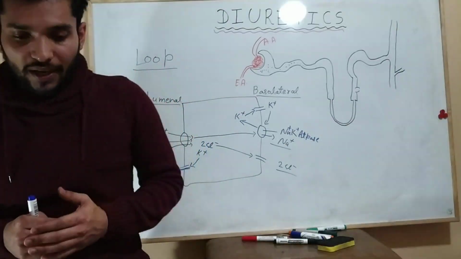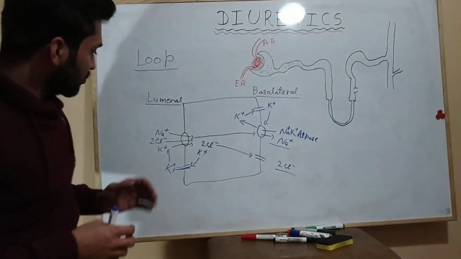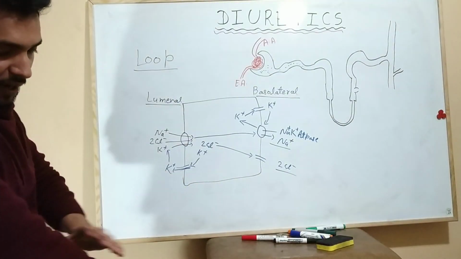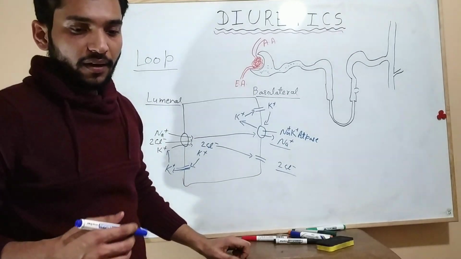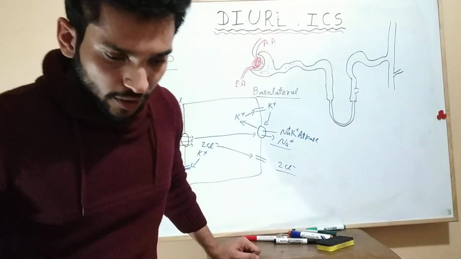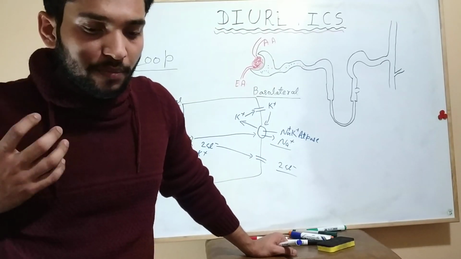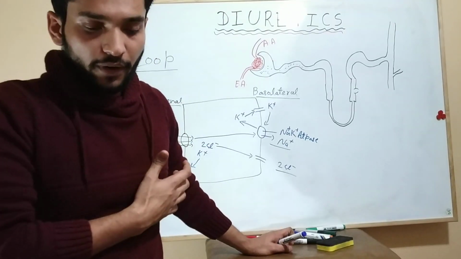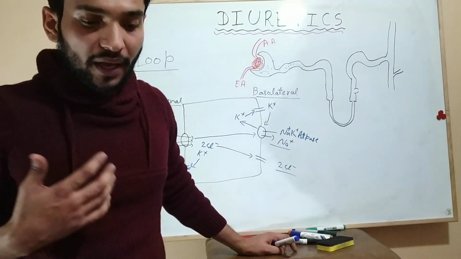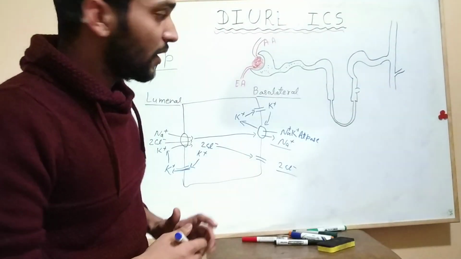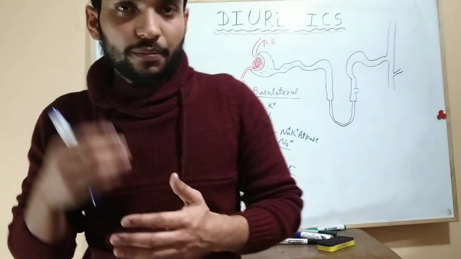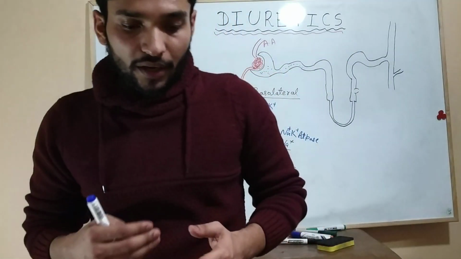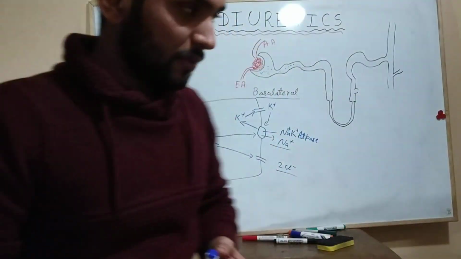The uses of loop diuretics: acute pulmonary edema, hyperkalemia, hyperchloremia, and hypernatremia. This is the uses of loop diuretics, and what can be the side effects? Ototoxicity, which is a problem with the hearing. You will have a problem with the hearing. And potassium depletion, hypomagnesemia, acute hypovolemia, and hyperuricemia. These are the side effects. Again, the side effects: problem with the hearing, hypomagnesemia, acute hypovolemia, and hyperuricemia. These are the side effects and uses.